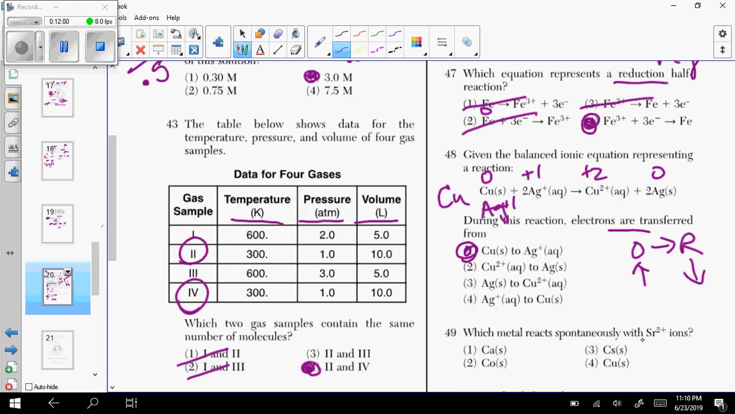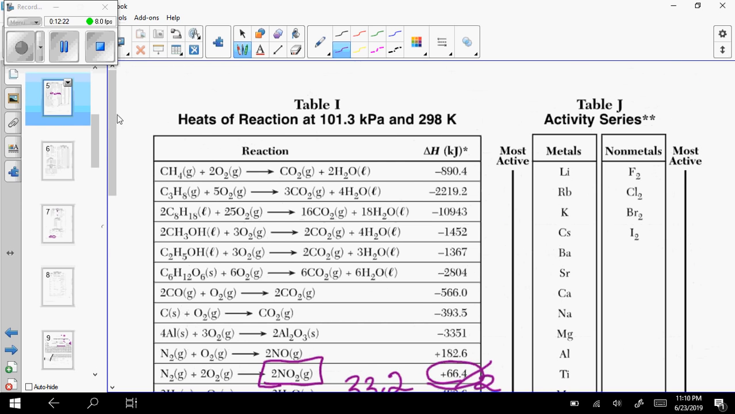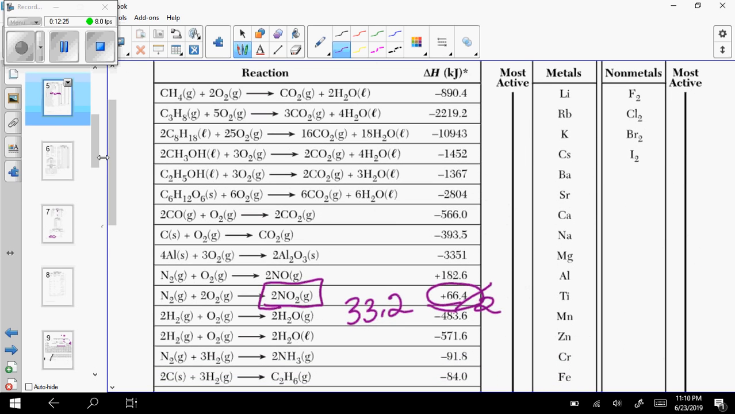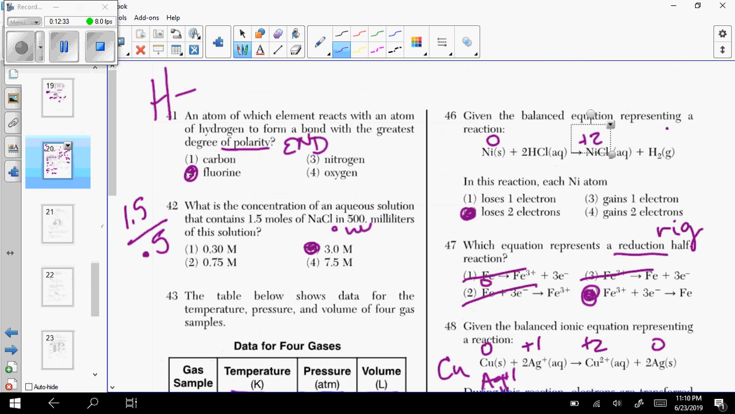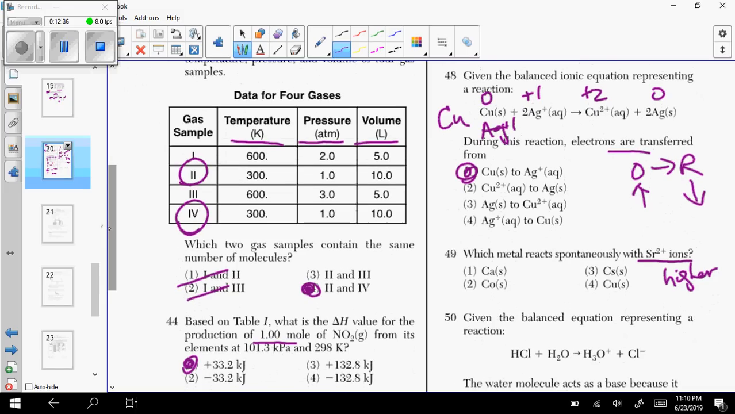Which metal reacts spontaneously with Sr +2 ions? If it reacts spontaneously, it's got to be higher than the ions. So which one's higher than Sr? Ca, Co, Cs, Cu. So let's go find table J. Here's table J. And here's Sr. So what's higher than it? Cs. To be spontaneous, you need the metal to be higher than, because it's going to be oxidized, so it's going to be higher than what's being reduced.